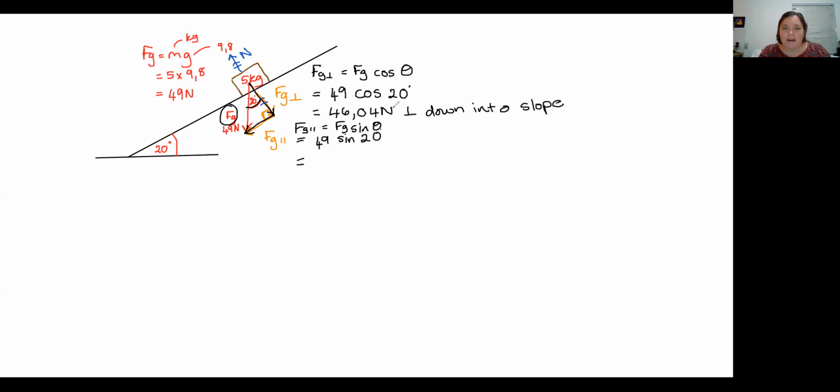Okay, all right, so that 49 sine 20 is going to be 16,76 newtons, and that will be acting down the slope.